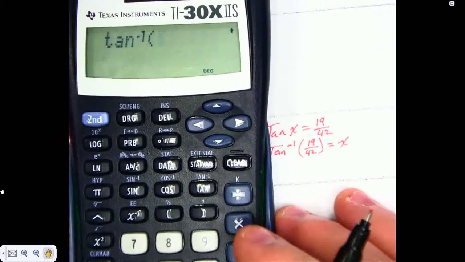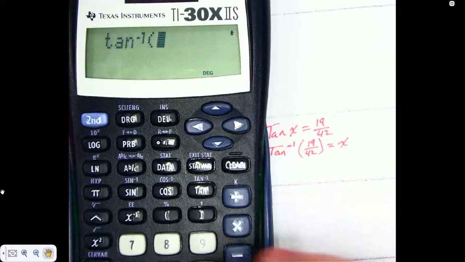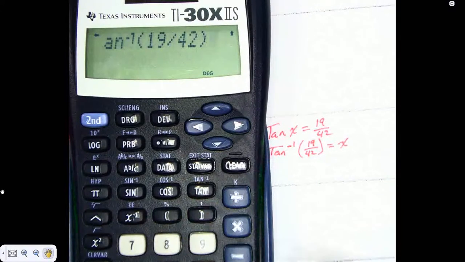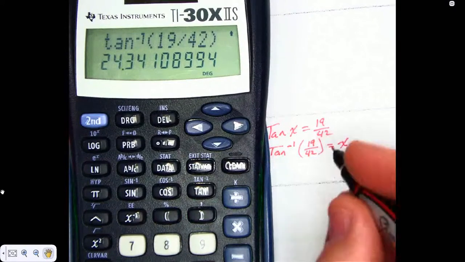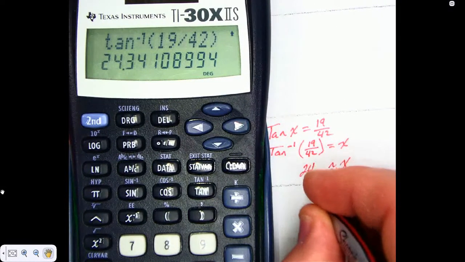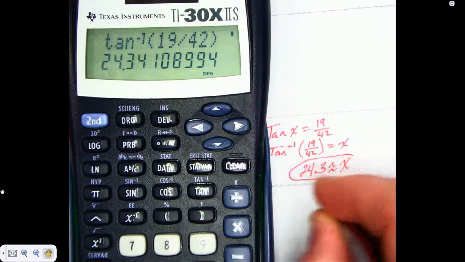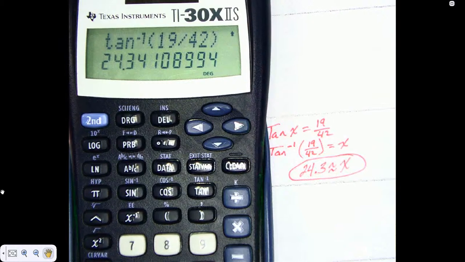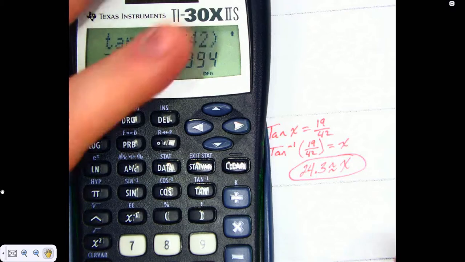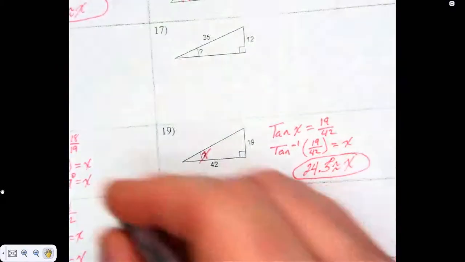I've got inverse tangent of what? 19 divided by 42. 24.3. When it's all said and done, is that bad? No. Should we put a degree sign on? Yes, I would like you to. I forgot to.